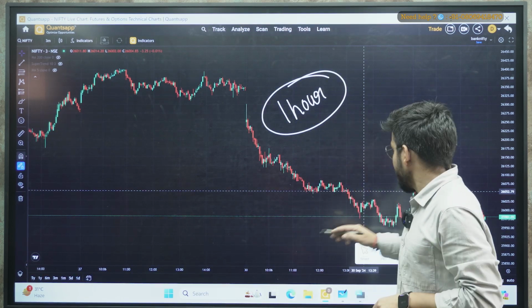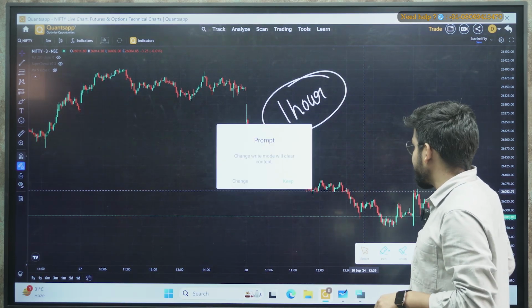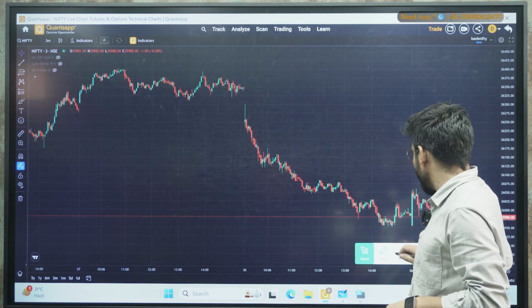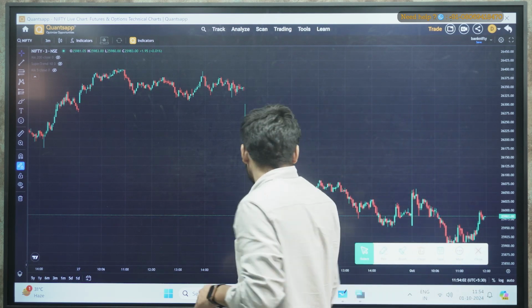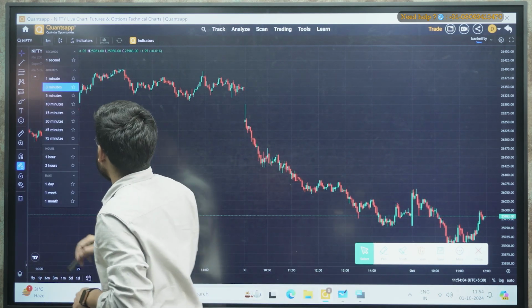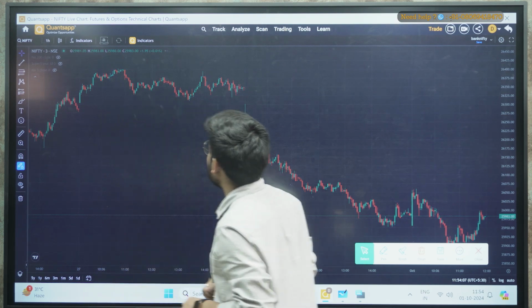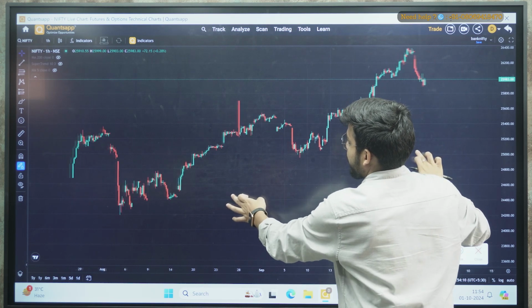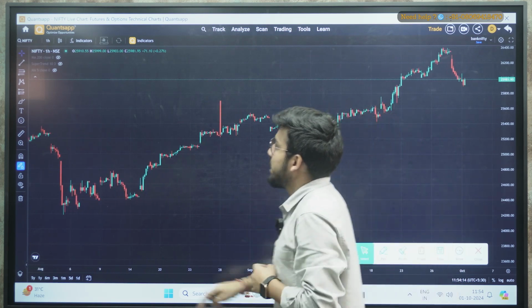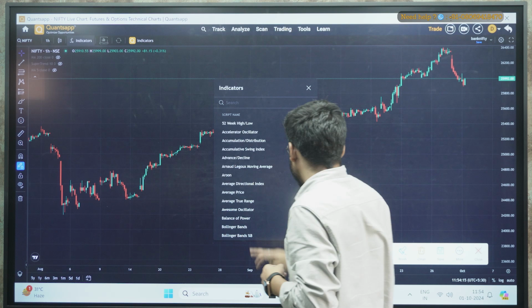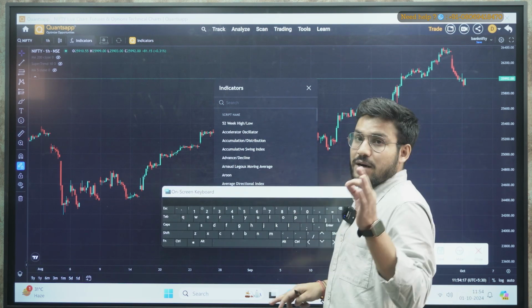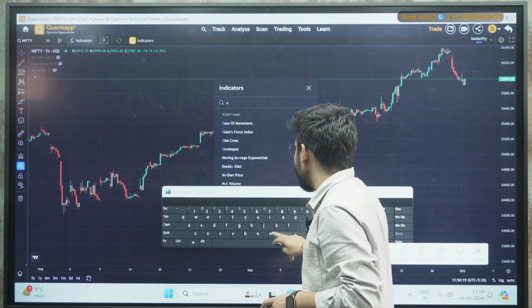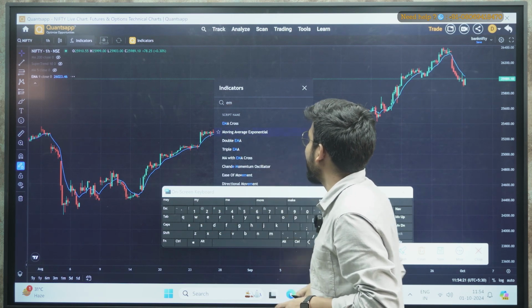Got it? Okay, so let's start and let's analyze Bank Nifty with this strategy. So I'll apply the 1 hour time frame here. And let me zoom my chart for you so that you can see it clearly. Now the first thing is that I have to apply the exponential moving average. So I'll apply the exponential moving average here.